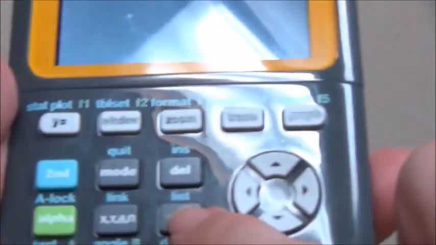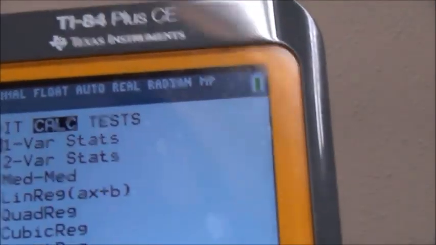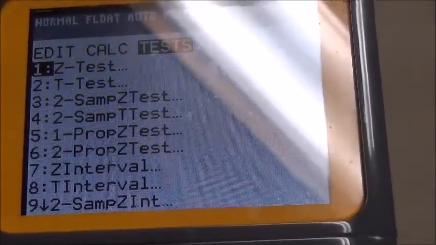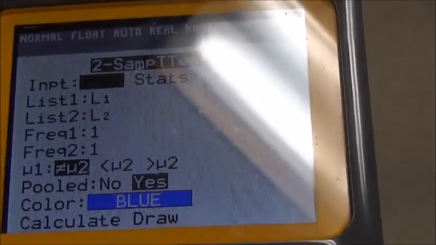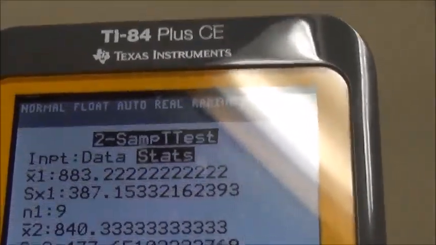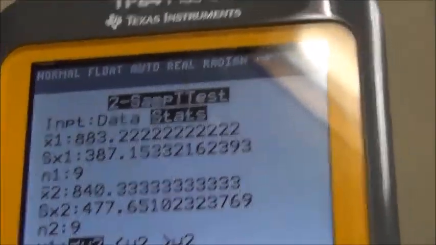I'm going to turn my calculator back on and hit stat. Hit stat, cursor over to tests, and we are going to do the t-test. So we are going to do number 4, the 2-sample t-test. This time we are going to do the stats. So cursor over to stats and enter on that so it's highlighted. And then we got to put our information in from our problem.